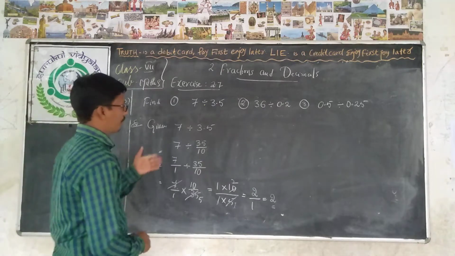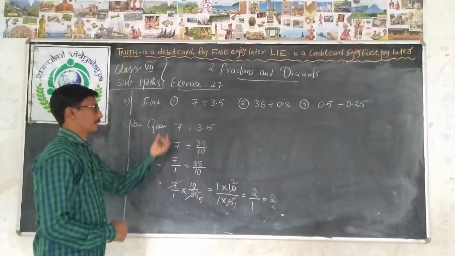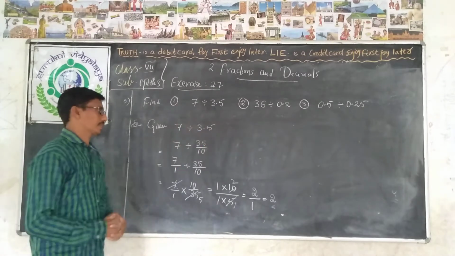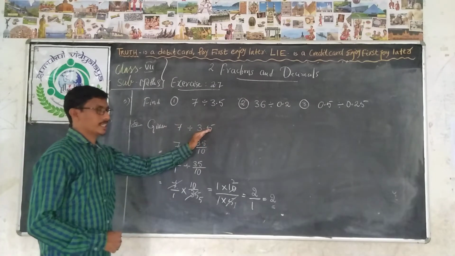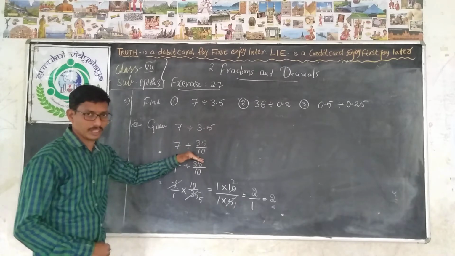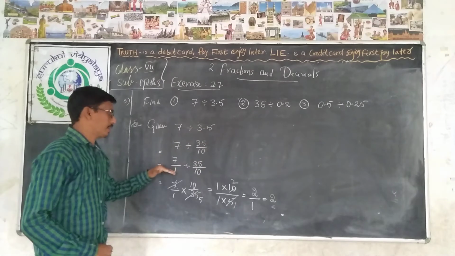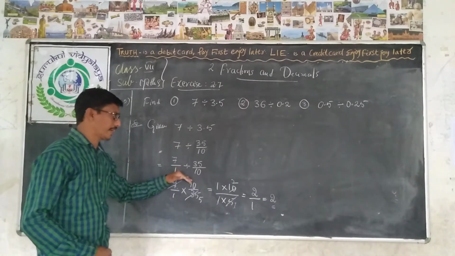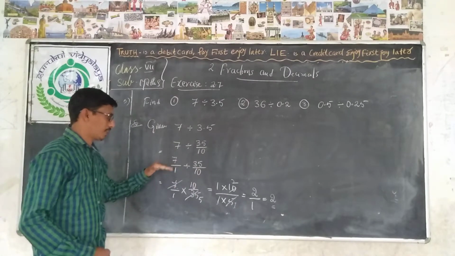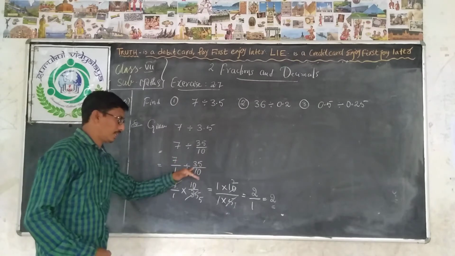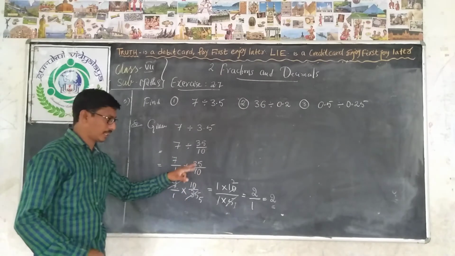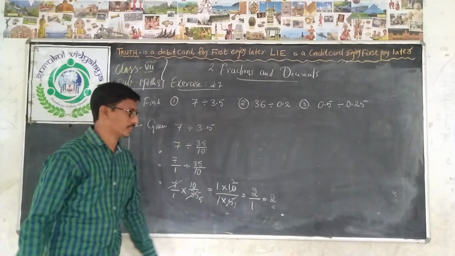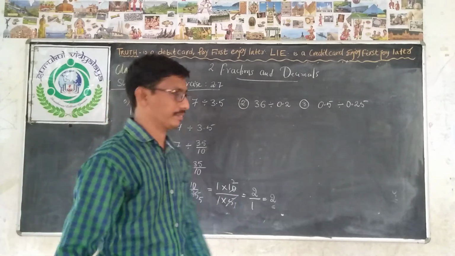Okay. 7 divided by 3.5 is given. 7 is a whole number, and the second term is a decimal number. So 7 divided by the decimal number converted into a fractional number, 35 by 10. I write 7 in the fractional way, 7 by 1 divided by 35 by 10. Now the division is converted into multiplication, so automatically the reciprocal of the second term, 10 by 35. After cancellation, you will get 2 as the answer.